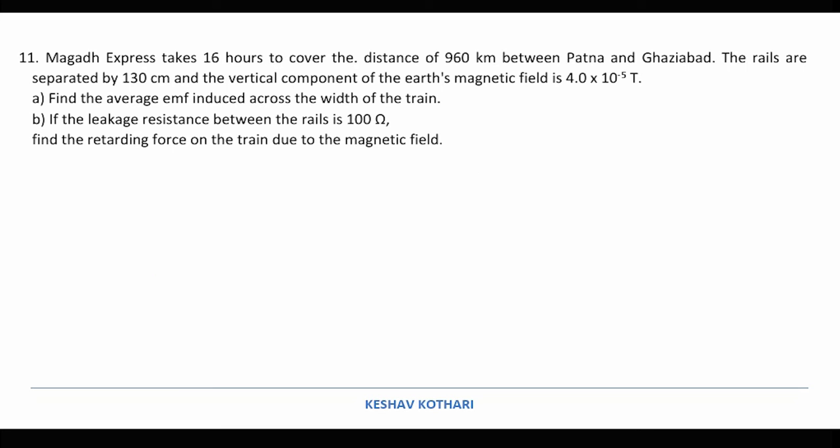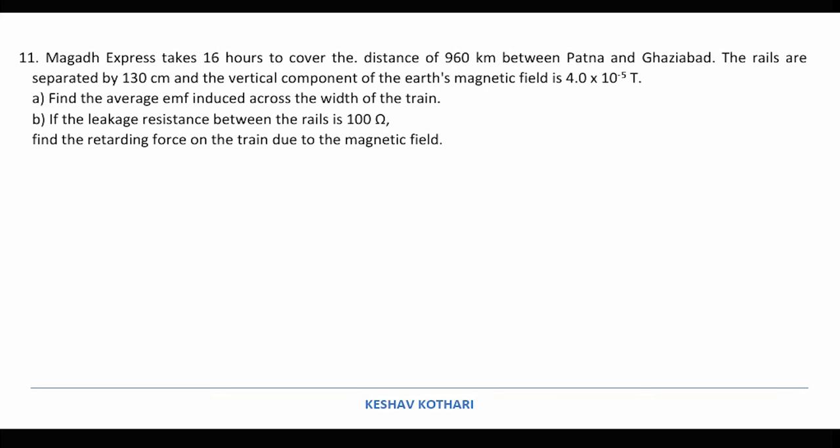So let us move to the next question. The next question states that Magadh Express takes 16 hours to cover the distance of 960 km between Patna and Ghaziabad. The rails are separated by 130 cm and the vertical component of the Earth's magnetic field is 4 into 10 to the power minus 5 Tesla. Find the average EMF induced across the width of the train. And part B: if the leakage resistance between the rails is 100 ohm, find the retarding force on the train due to the magnetic field.